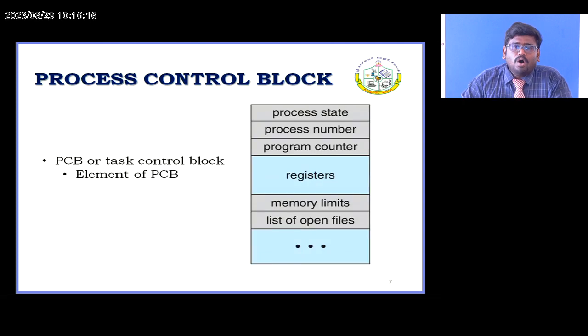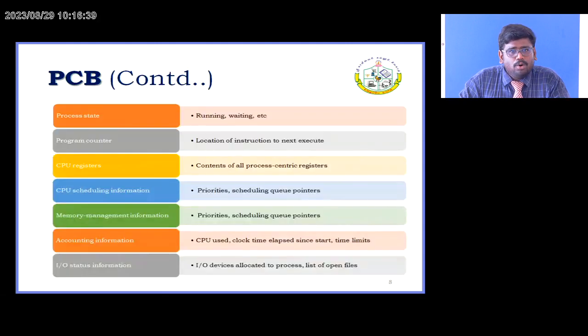Then how is the process controlled by an operating system? Usually to control the process, the OS uses the process control block. The other name is task control block. It has various information like process state, process number, program counter, registers, memory limits and list of open files. So these are the elements of a process control block in the operating system.